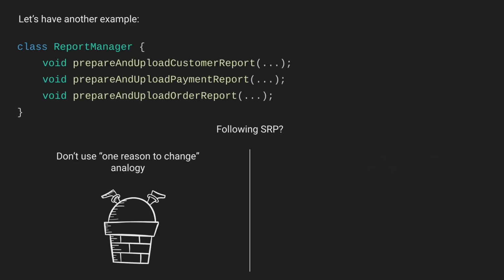But if we follow the only one reason to change analogy by Robert Martin, then we can clearly see this class has three reasons to change. It can be changed if customer report process is changed, or payment report process is changed, or order report process is changed. It is violating SRP. Besides that, the methods in this class are also violating SRP, since they are doing two things: preparation and upload.